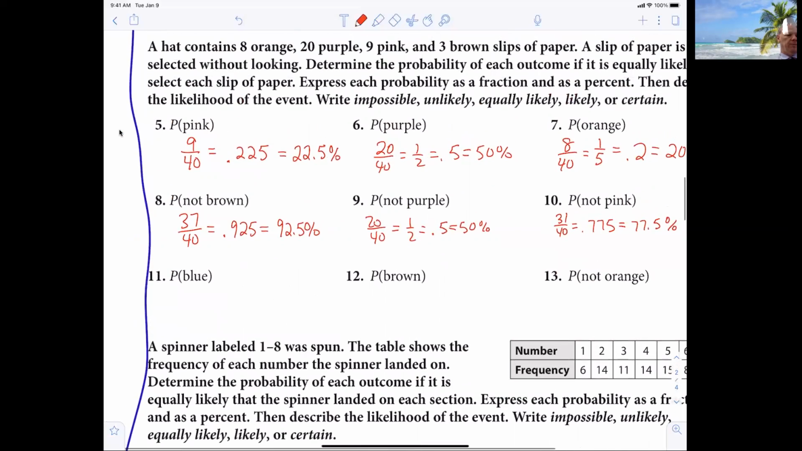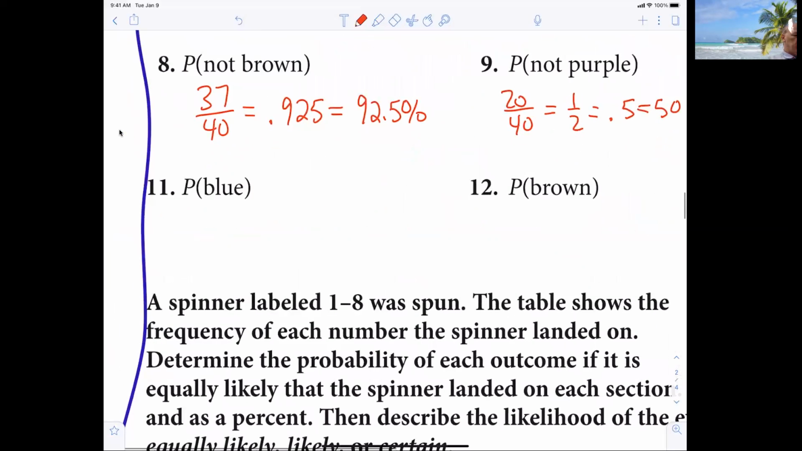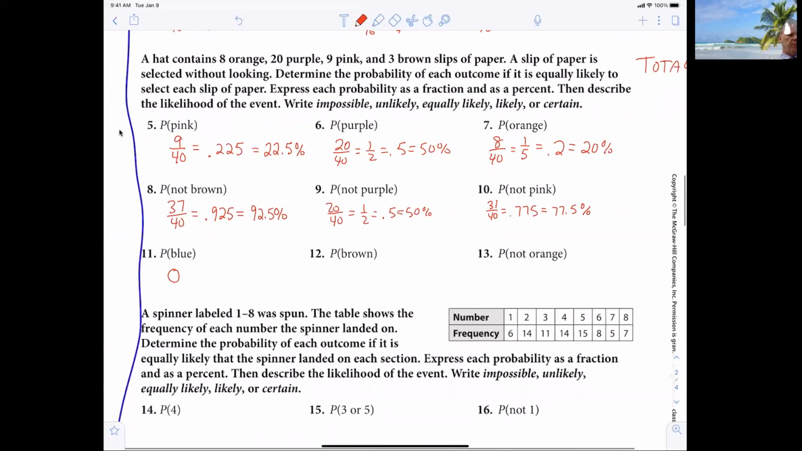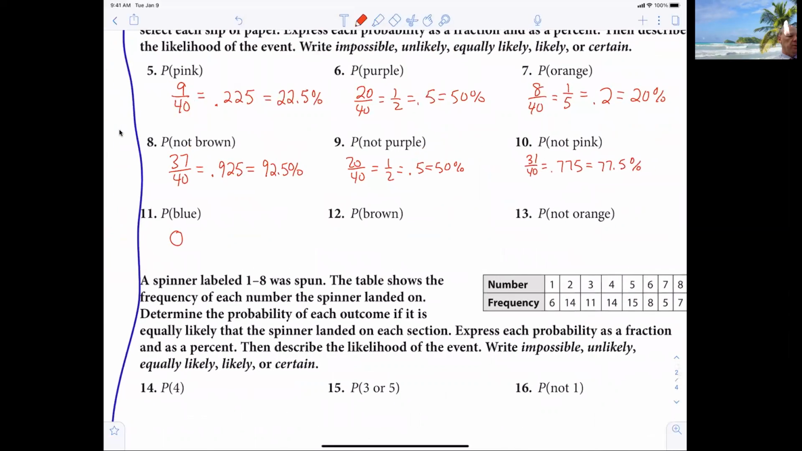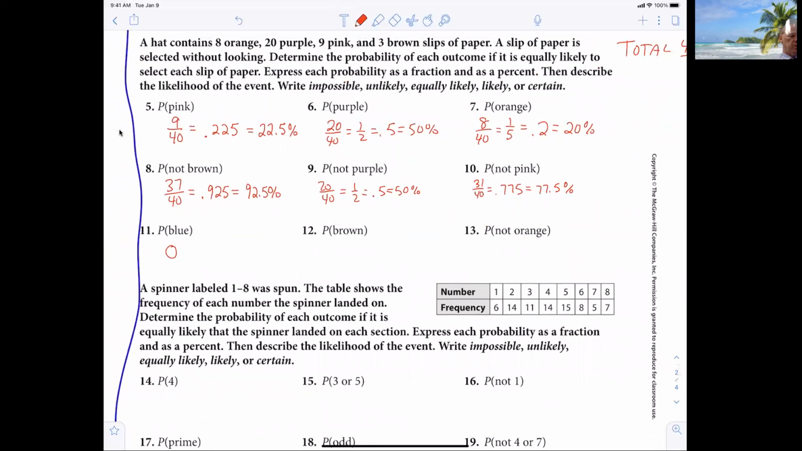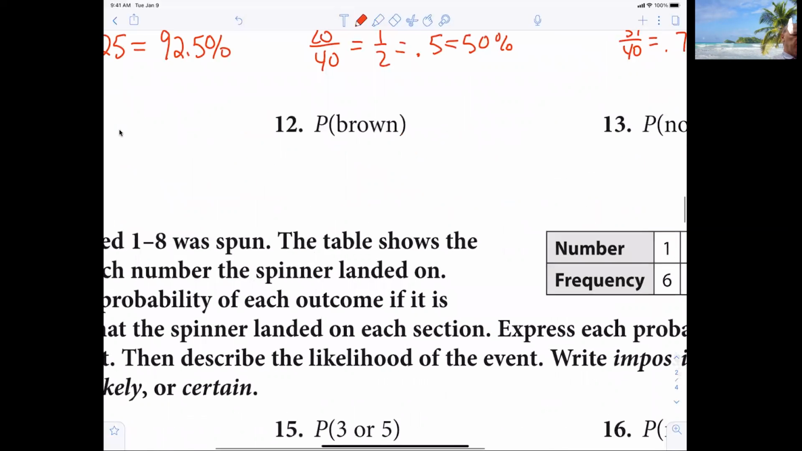Okay, Tyler, you're up. Probability of blue. No, that's impossible. So if something is not possible, it's literally just 0. 0%, 0 decimal, 0 fraction. Now tell me about brown. Probability of brown. 3 out of 40. Good. 3 out of 40, and it equals 0.075, which is 7.5%. Thank you.